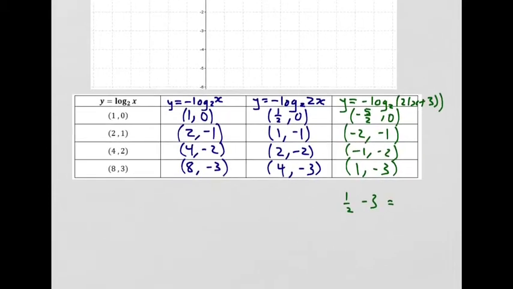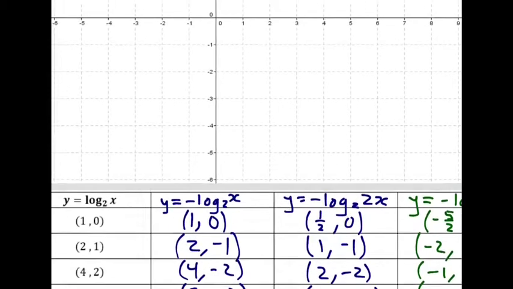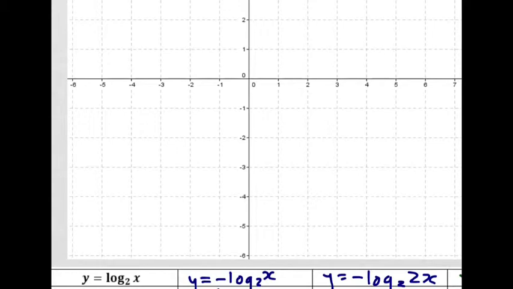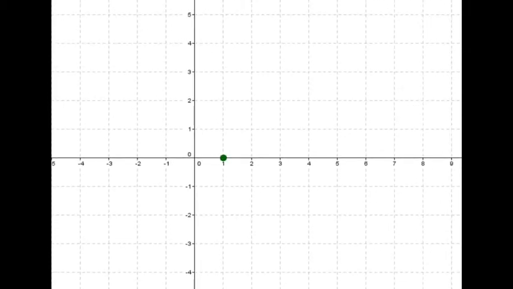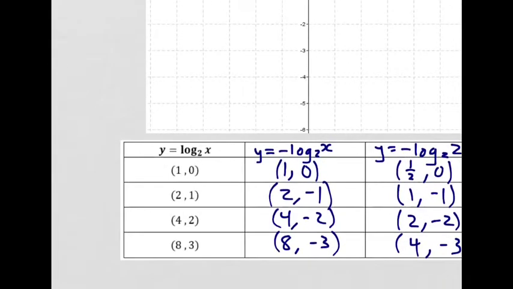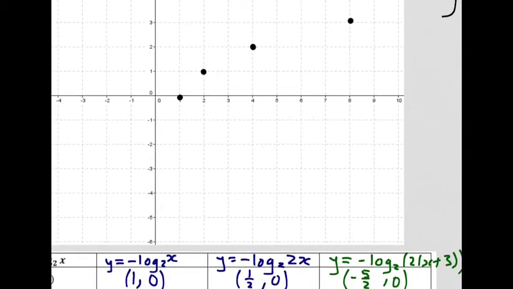Okay? So I'm going to plot the original function in black and the transformed function in green. Do the same on your papers there. Okay, so let's get a bigger dot. 1, 0, 2, 1, 4, 2, 8, 3. So here's my logarithmic curve. It's got an asymptote on the y-axis.